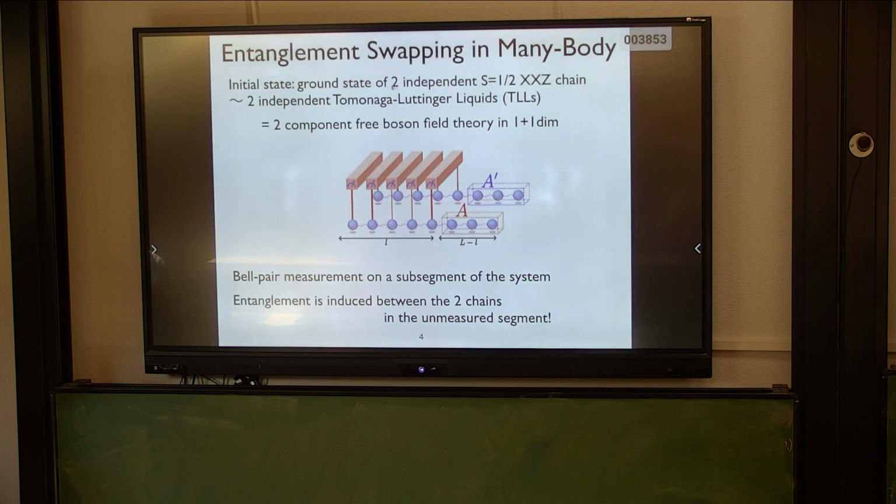So, in other words, my talk title says measurement-induced entanglement. Initially there was no entanglement between this region A and A prime, but by doing this measurement, entanglement is induced between these two regions. And what I want to do is to quantify the entanglement between these two regions.